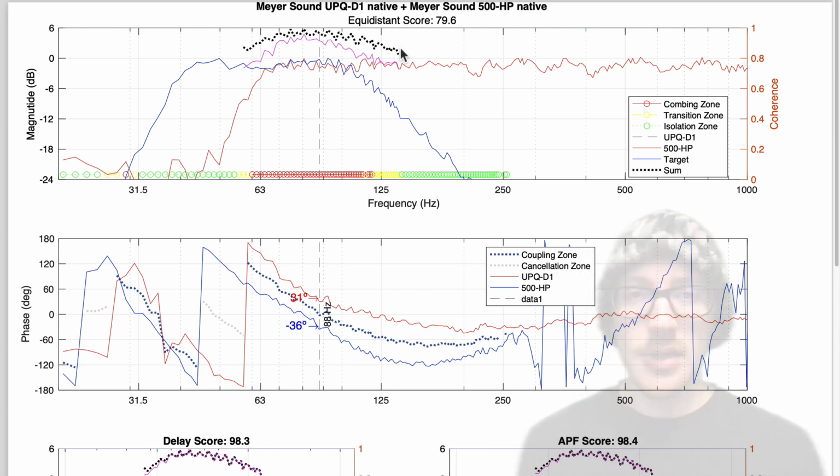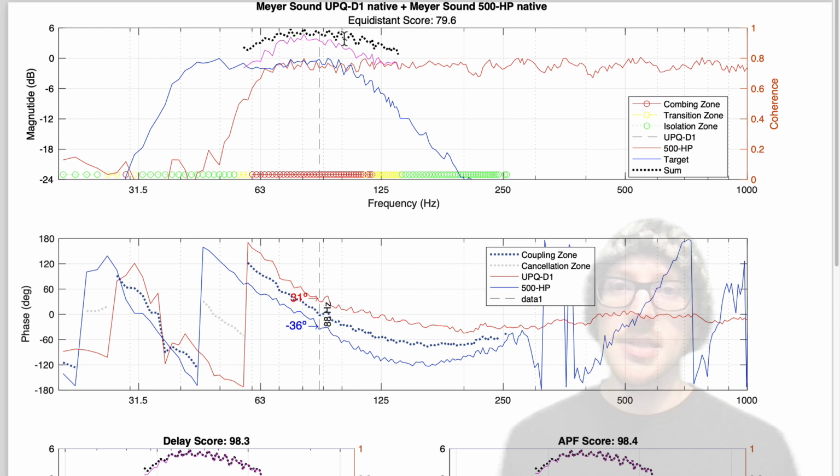The last things I haven't talked about yet are this dotted black trace. That would be a perfect sum, so I'm calling this the target. This is where we want to end up. And as you can see, we're not quite there yet. And that's why we have a score of 79 instead of 100.